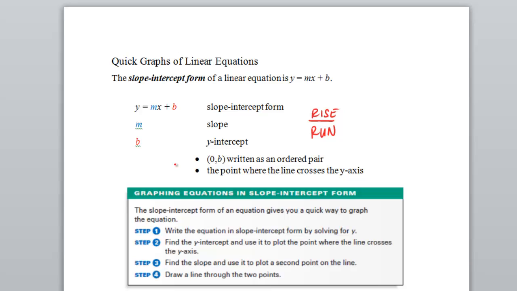From there, we can count the slope, the rise and then over on the run, and create a second point. Then we can use the slope again to count and create a third point. Once a third point is created, you have a definite pattern for the line, and you can simply draw the line through the given points.